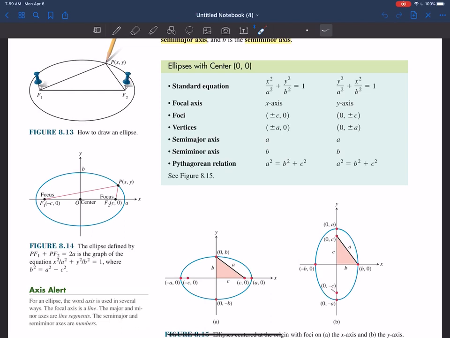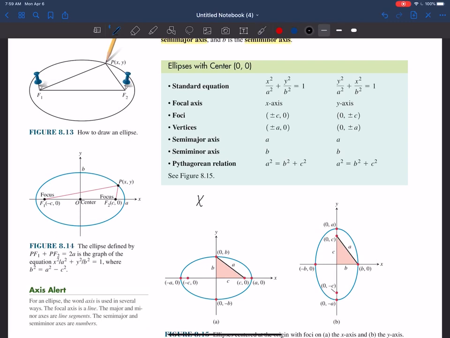So basically, if you look at them, the first one has a squared under x squared, and the second one has a squared under y squared. So that will determine the direction in which your ellipse is located. If your a squared is under x squared, it's going to go horizontally. If your a squared is under y squared, it's going to go vertically. So we are going to talk about the first one.